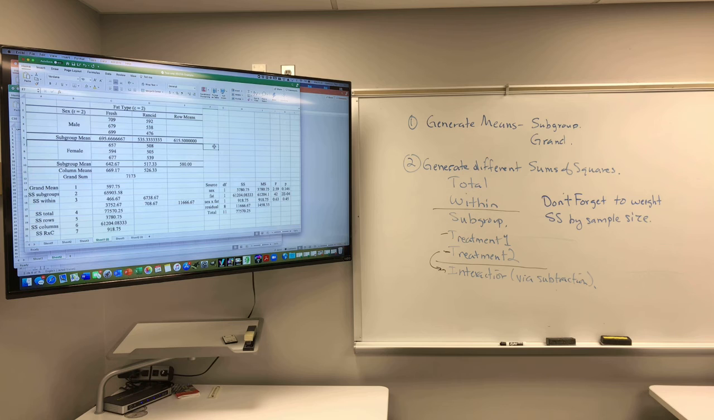So for the row mean, it's your row mean minus your grand mean squared, and the row mean minus the grand mean squared, and then that all weighted by 6. Yep, because you have 6 observations going into each mean.